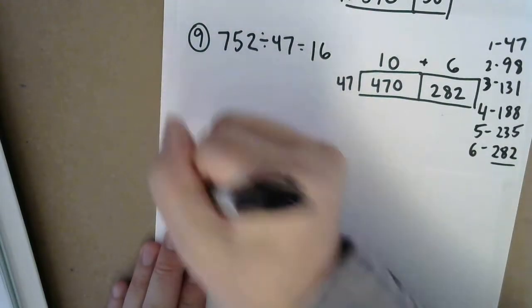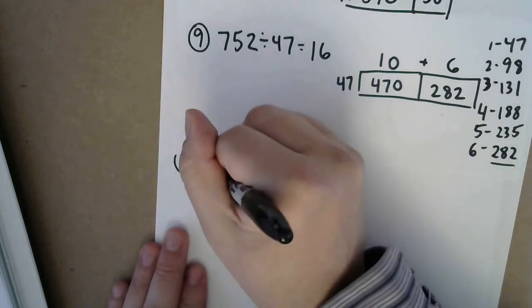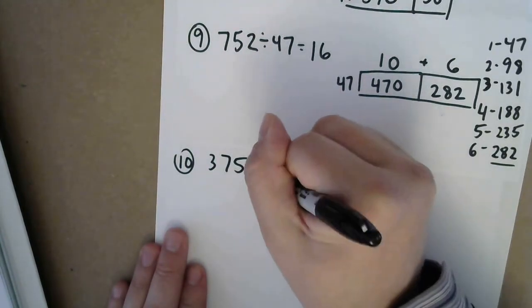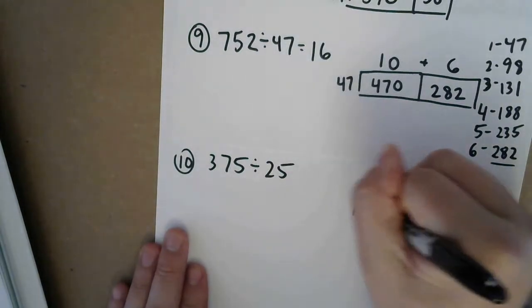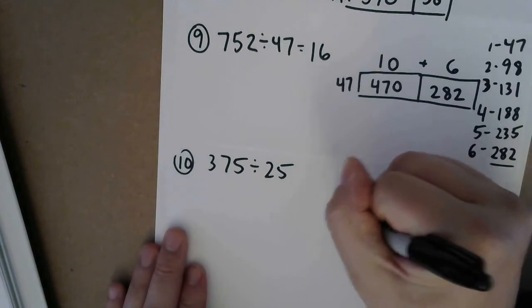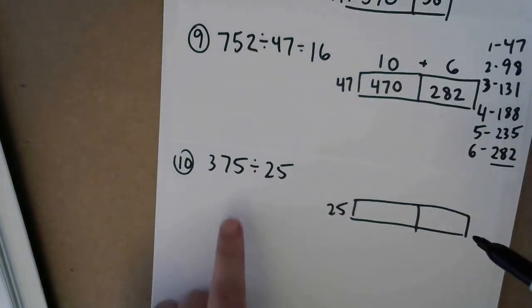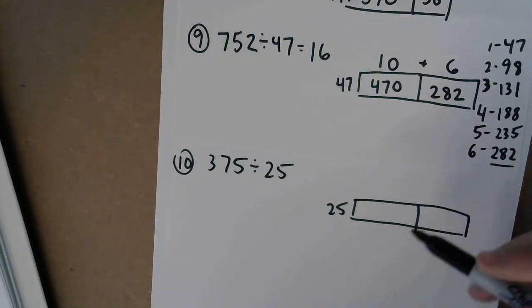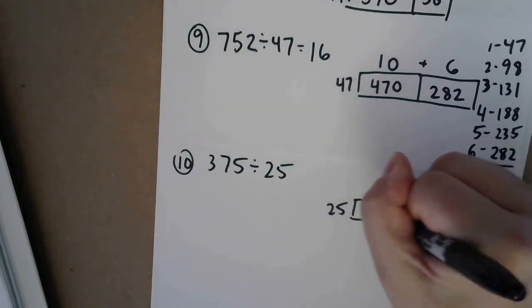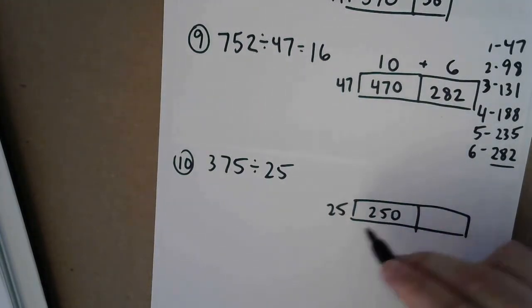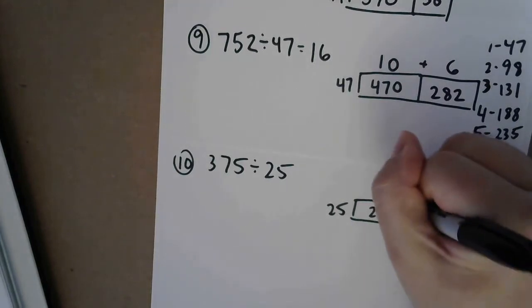Number 10 says 375 divided by 25. Okay, make my model. There it is. Now I know this is going to be 25, and this might be one where you know 25 goes into 375, but maybe we could break it down. In fact, that's what I'm going to do. I'm going to make it really easy and say 250. Now 25 and 250, they're compatible. 250 divided by 25 is going to be 10.